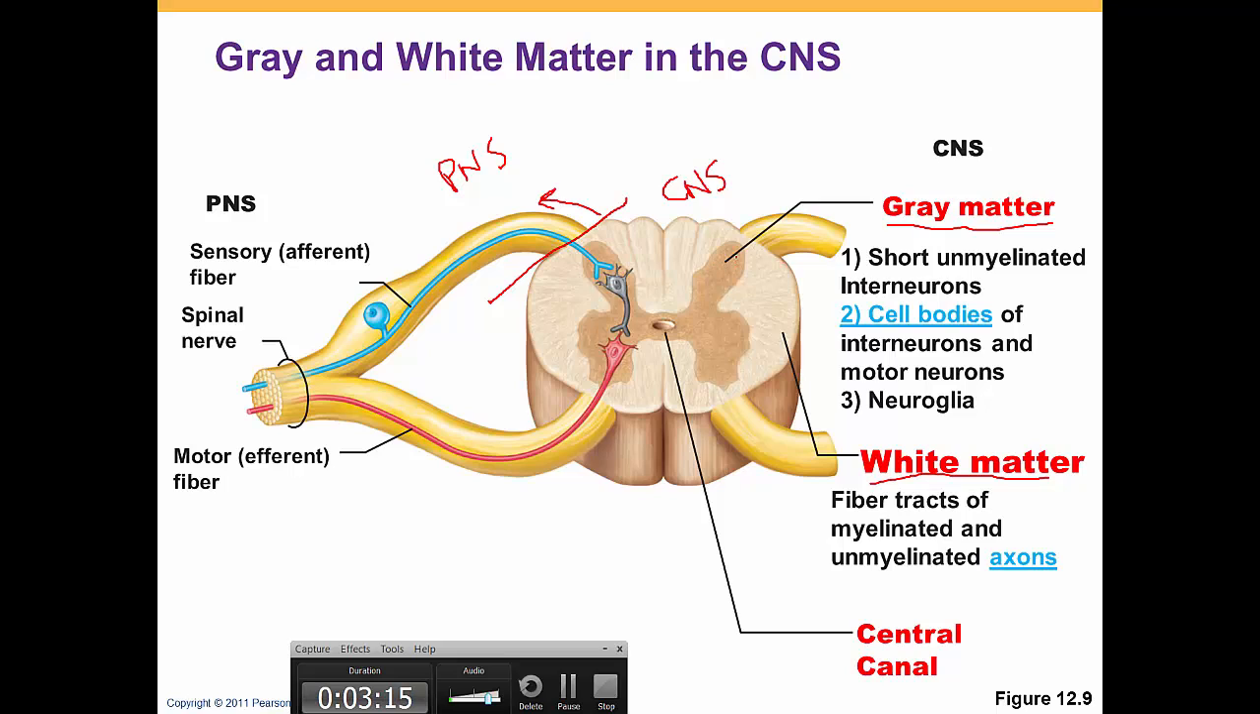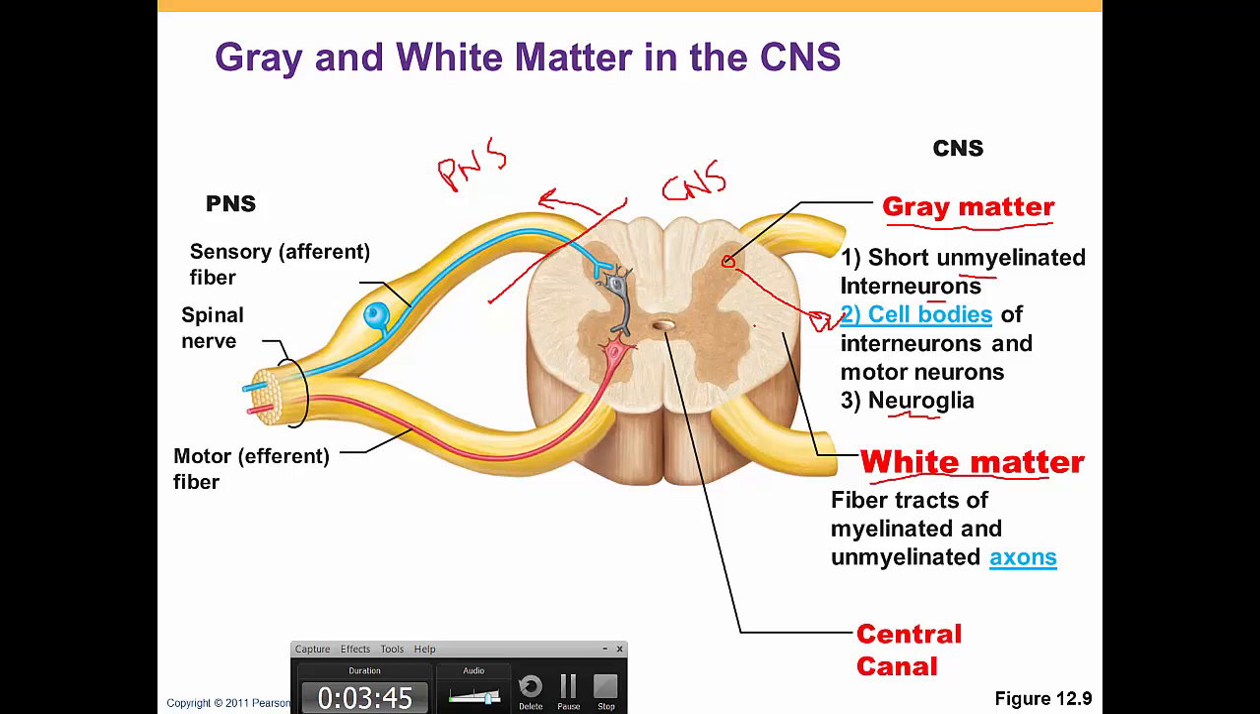The gray matter, which is this part here, is mainly composed of neuronal cell bodies. In addition to that, there are neuroglia, which are supportive cells, and unmyelinated neurons. But for now, the most important thing I want you to know about the gray matter of the central nervous system is that it's mainly composed of neuronal cell bodies.